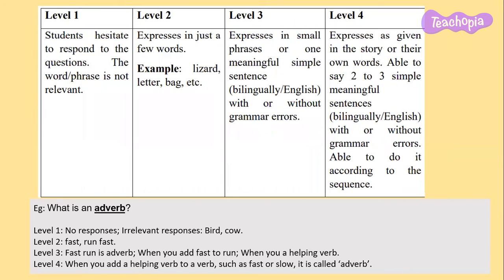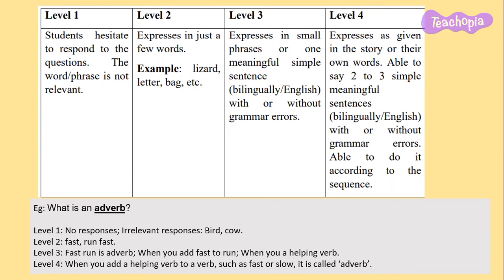Suppose when you ask the question what is an adverb, a student is able to express in just a few words like fast or run fast, you can call them level 2. Now, if a student is able to speak in small phrases or meaningful and simple sentences, such as fast run is an adverb, or when you add fast to run, when you add a helping verb. These are small phrases or simple and meaningful bits of sentences. You can label them as level 3.